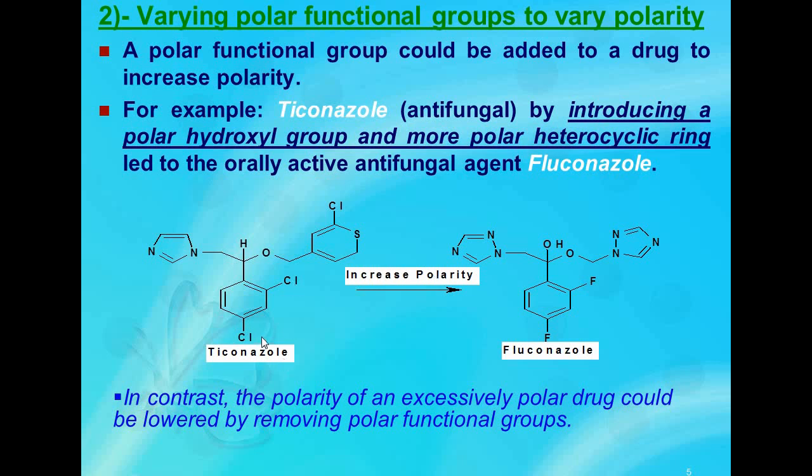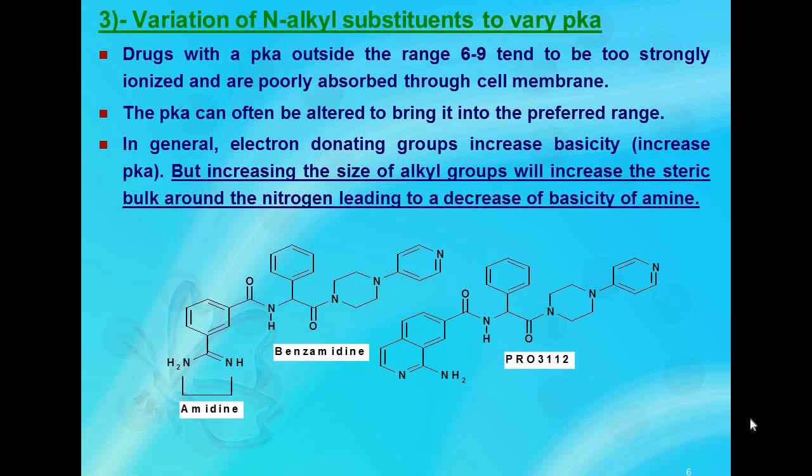So this is Tioconazole, which is less polar, but we have to increase the polarity. So we have substituted this OH group and we have substituted a polar triazole ring in the structure. In contrast, the polarity of an excessively polar drug could be lowered by removing the polar functional groups. Now coming to the variations of N-alkyl substituents to vary the pKa.